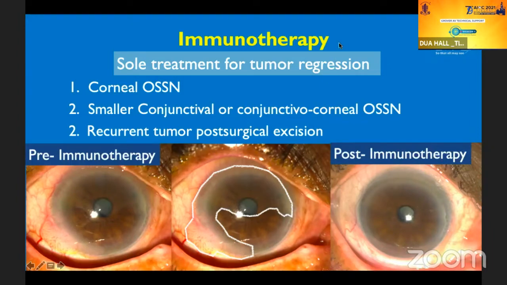So immunotherapy is the sole treatment where we use interferon as a sole treatment for tumor regression, majorly in cases of predominantly corneal OSSN, like you see in this patient, a predominantly corneal OSSN completely regressing on interferon therapy. For smaller conjunctival or conjunctivo-corneal OSSN, it can be used. For recurrent tumors, it can be used.